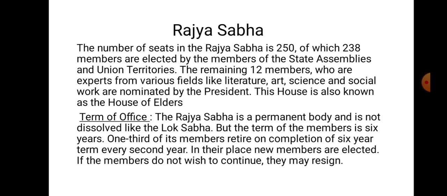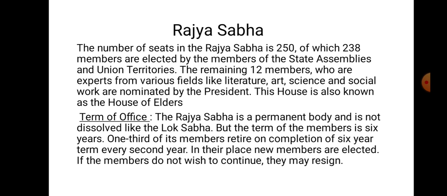The remaining 12 members are chosen from different fields, like they should be experts in various fields like literature, art, science and social work. They are nominated by the president. Even from the field of sports, they are also nominated. So Rajya Sabha is also called as the House of Elders.